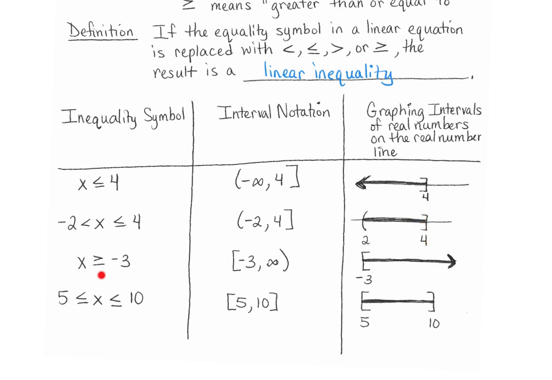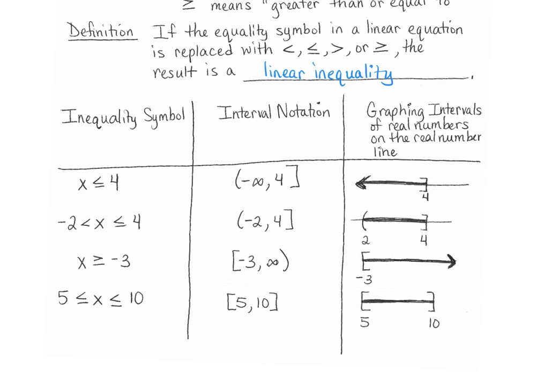Now, x is greater than or equal to negative 3. We know automatically we're going to have a bracket at negative 3. And the fact that it's greater than means we have everything to the right. So negative 3, comma, infinity. Remember, infinity is not a number, so we cannot have a bracket, but we can have a parentheses. Graphically, on a number line, that means we have a bracket at negative 3, and then everything to the right bolded and shaded.